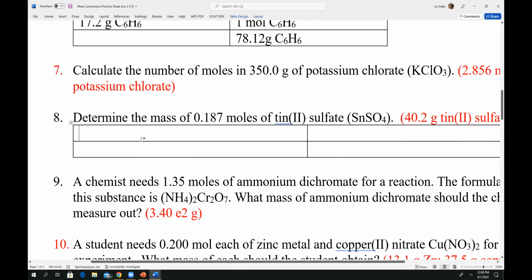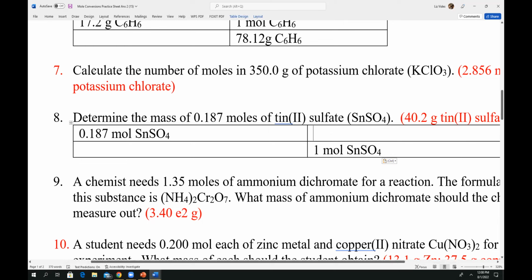All right, so we're just going to copy this guy. And we're going to say 0.187, right? Moles of this guy. All right. For every mole of that guy, we got, I don't know, we have to do math. All right, so for every mole of tin 2 sulfate, we got to do the math. And we can do that here.